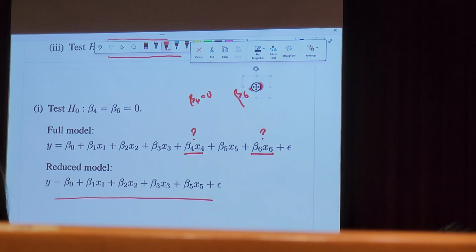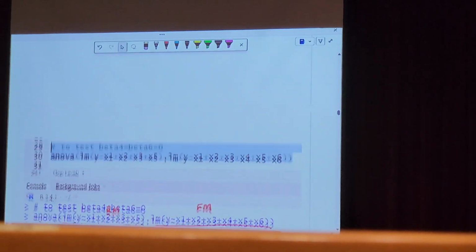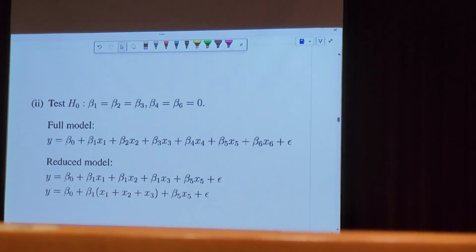In this case, we do not reject H0. So what that means is probably beta 4 and beta 6, they are 0 or close to 0. In other words, they are not useful for the prediction of Y. Now, let's go to the second case.